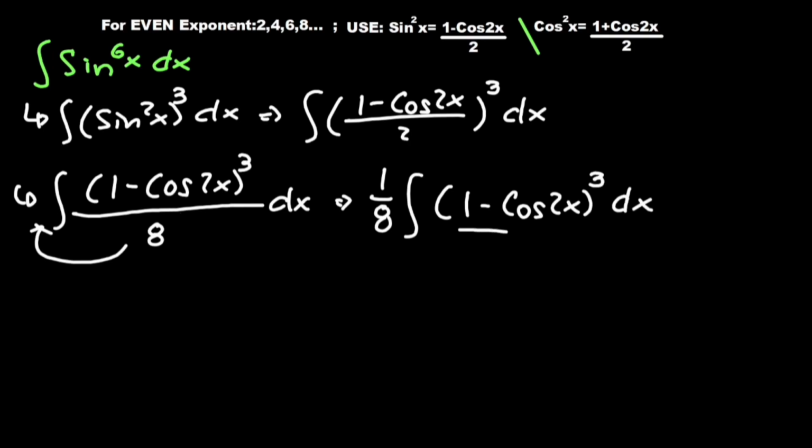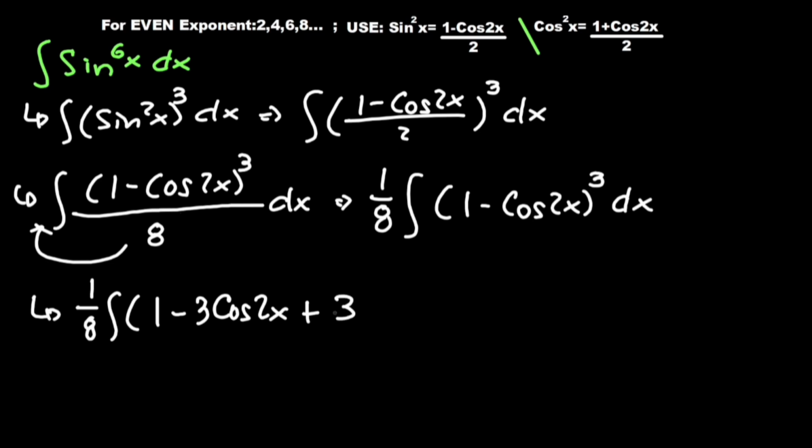And so we can expand this. This would be 1/8 integral of 1 minus 3 cosine of 2x plus 3 cosine squared of 2x.